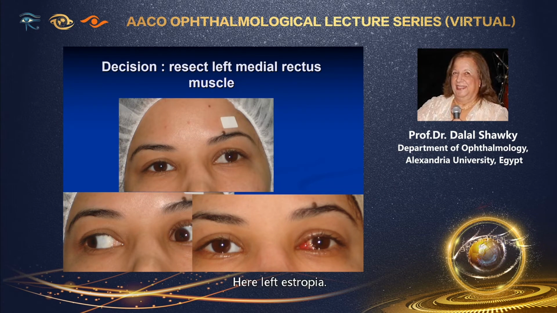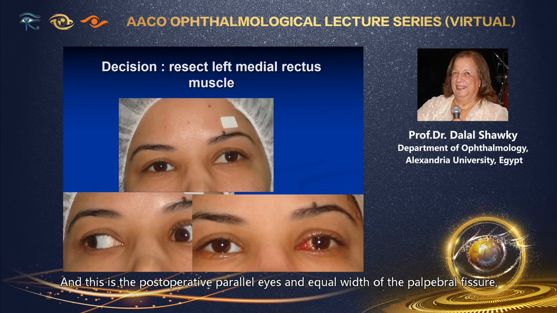Here, left exotropia. We decided to resect the left medial rectus muscle, and this is the post-operative result with parallel eyes and equal width of the palpebral fissure.